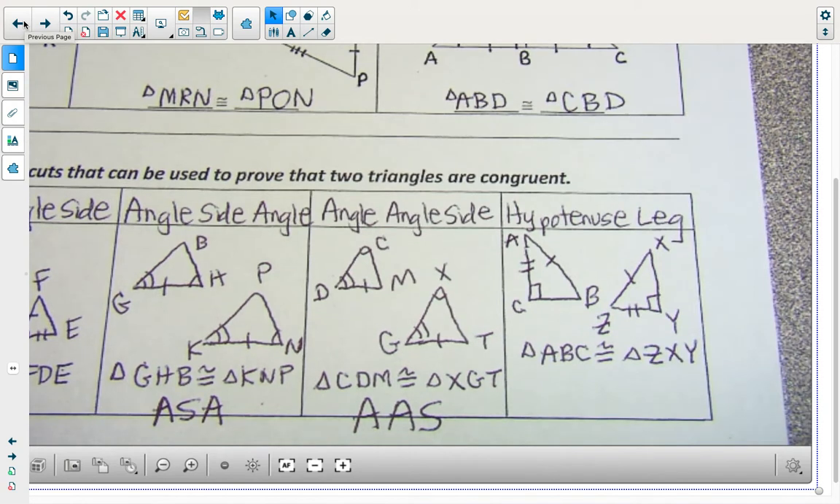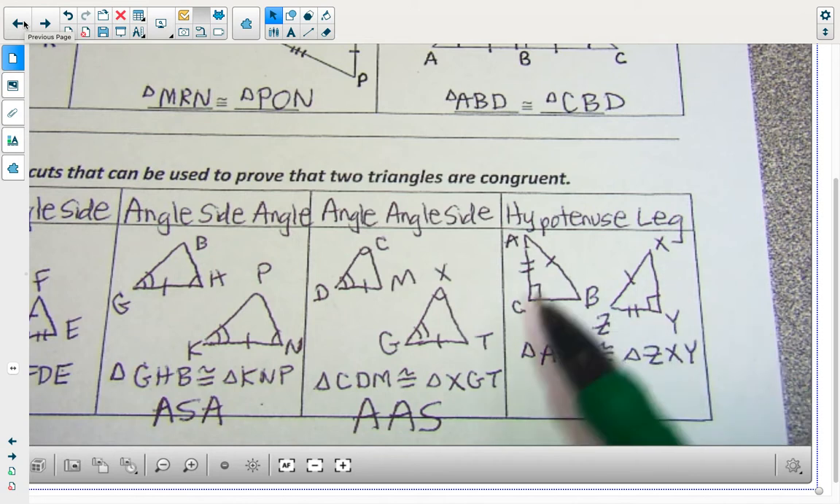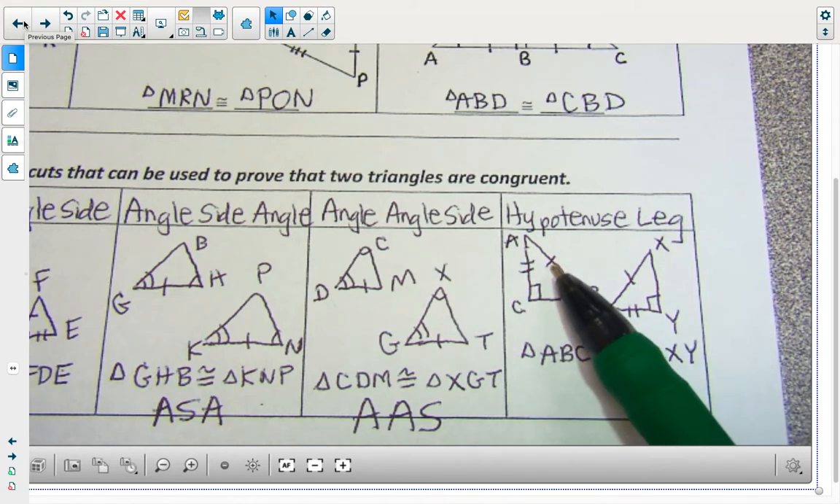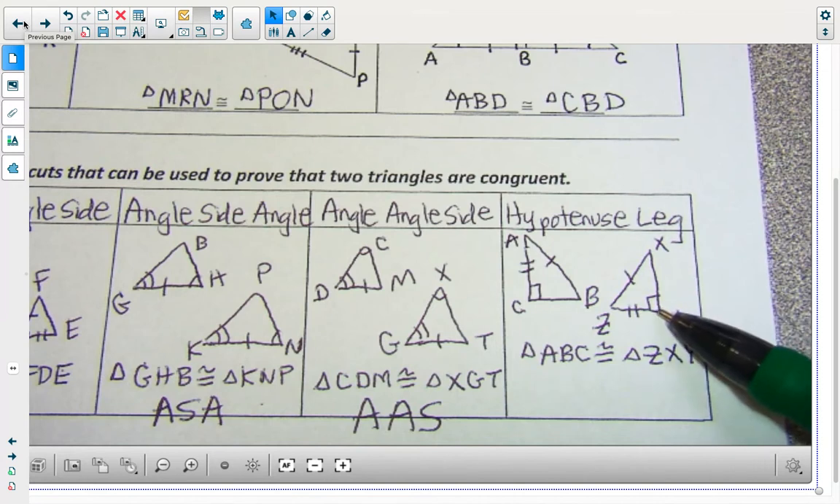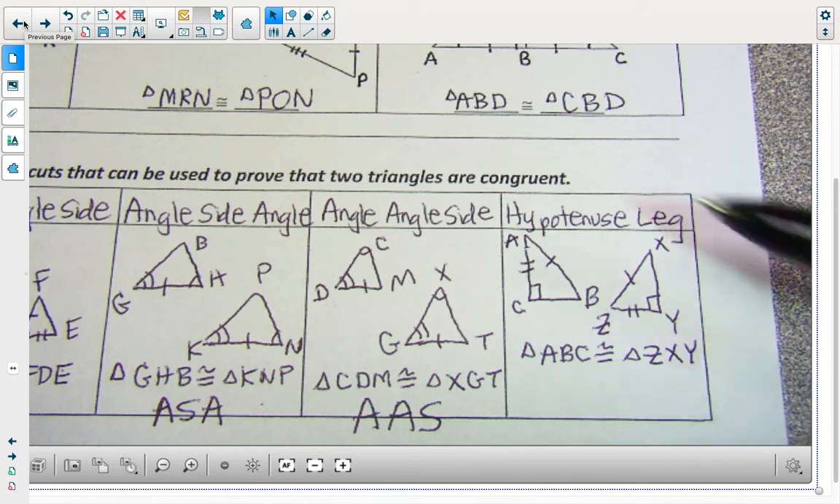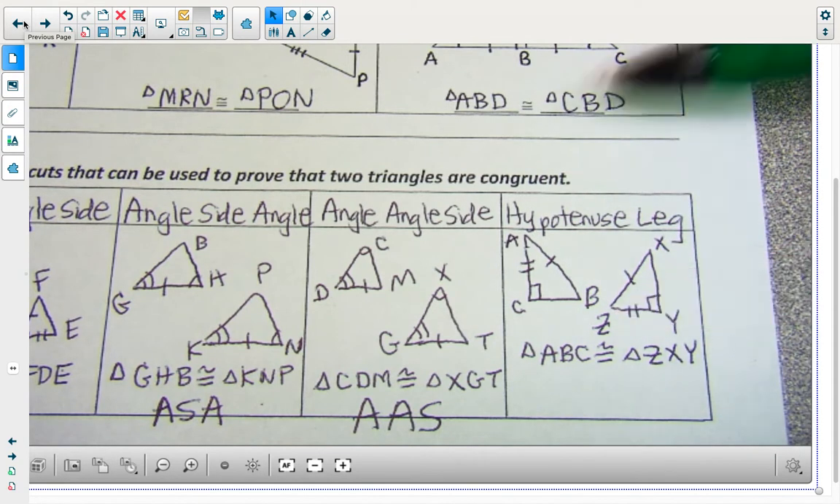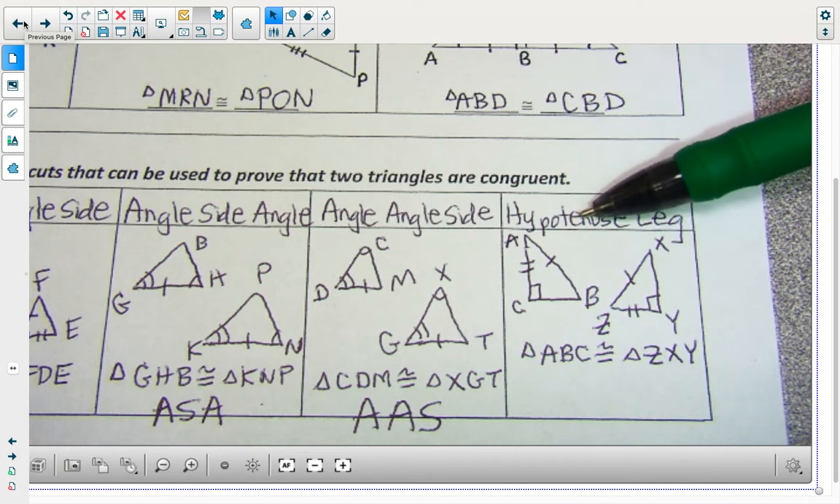So hypotenuse is opposite the right angle. So we think back to the Pythagorean theorem. I got a right angle here. Across from the right angle is your hypotenuse, that tip mark there. This is my right angle. Across from that right angle is my tip mark there. So that is your hypotenuse. AB is the hypotenuse and XZ is the hypotenuse. So that takes care of the hypotenuse part of the name.